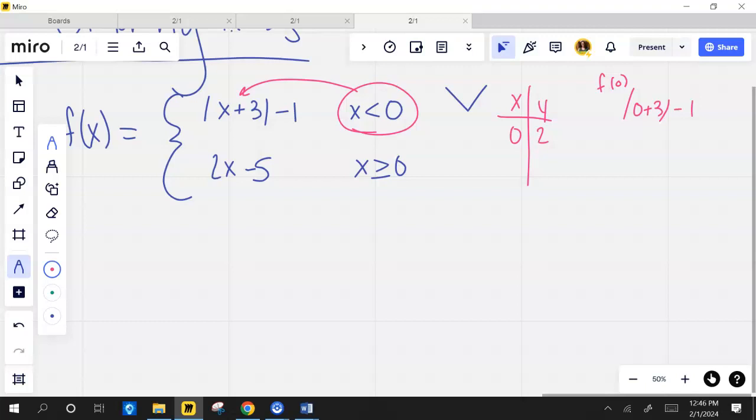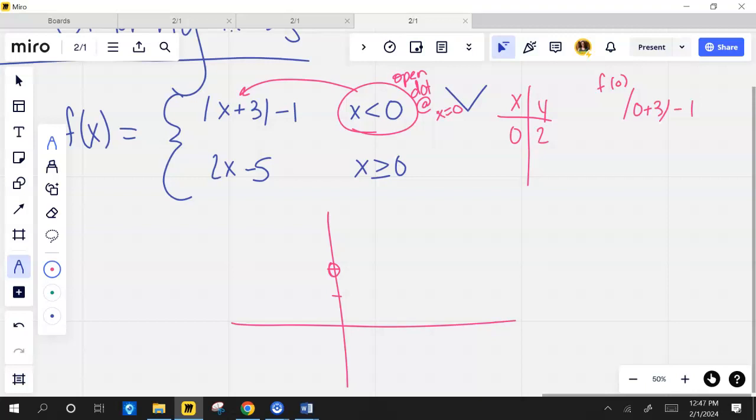Now, is that point included or excluded? Look carefully. Why is it excluded? It's just less than, right? So what that tells me, because it's less than, is an open dot at 0. Okay, so I've got this point 0, 2, and I've got an open dot. Everybody okay? Yes.